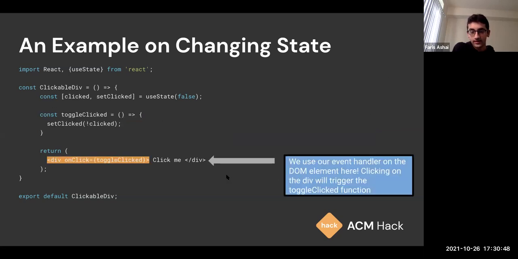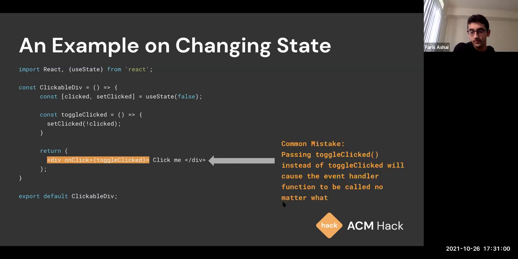And then, yeah, so we bind our event handler on click to this toggle function. So every time we click this div, it's going to flip it. And like I mentioned before, if you try to pass the function with parentheses, it would just try to use a return value, which isn't what we want. We want to pass it as a function object, which can be called later.